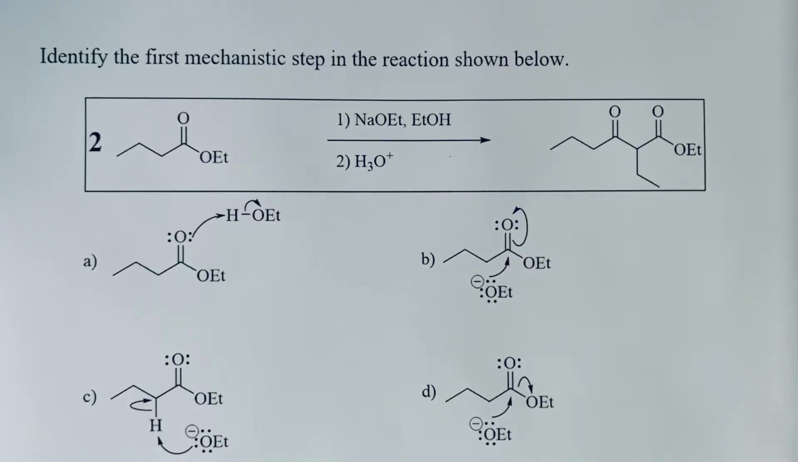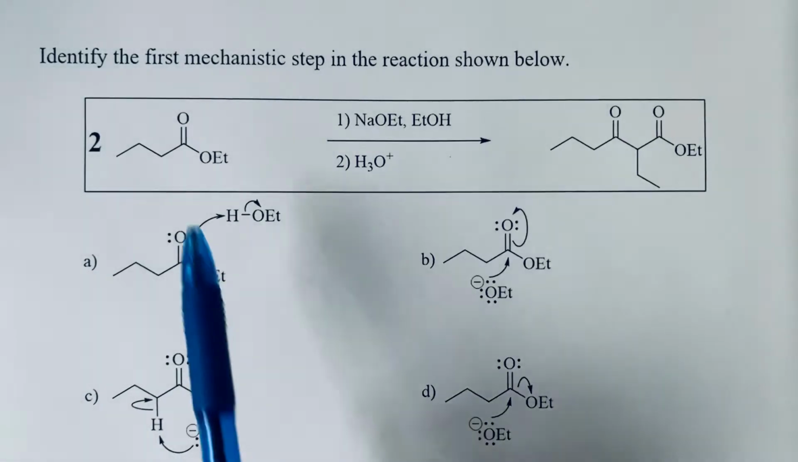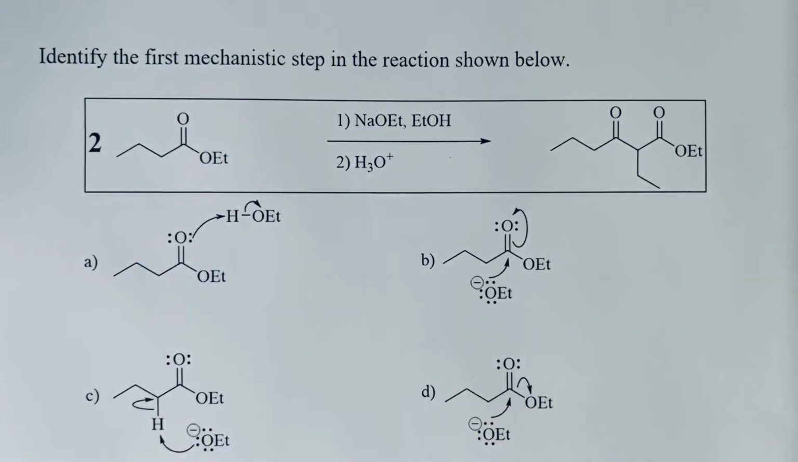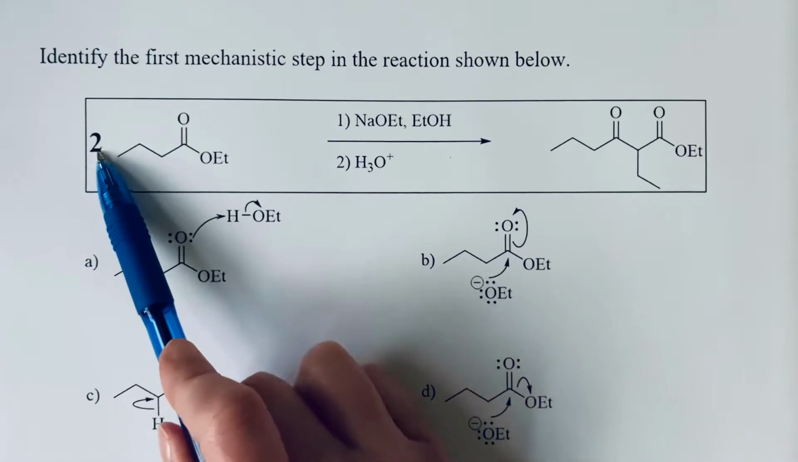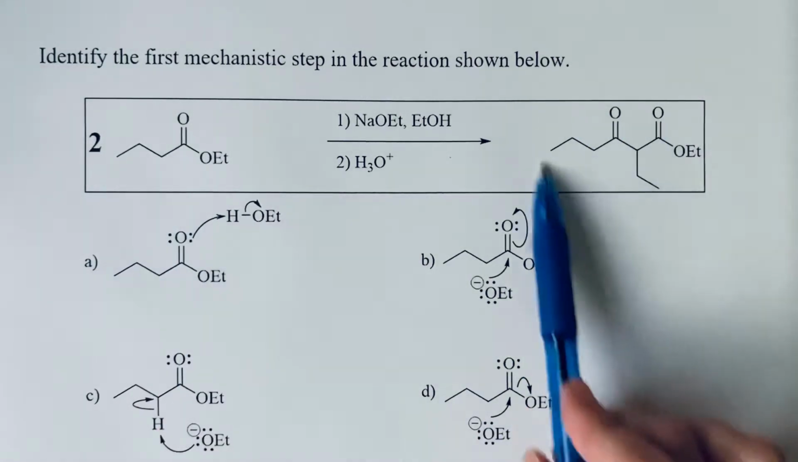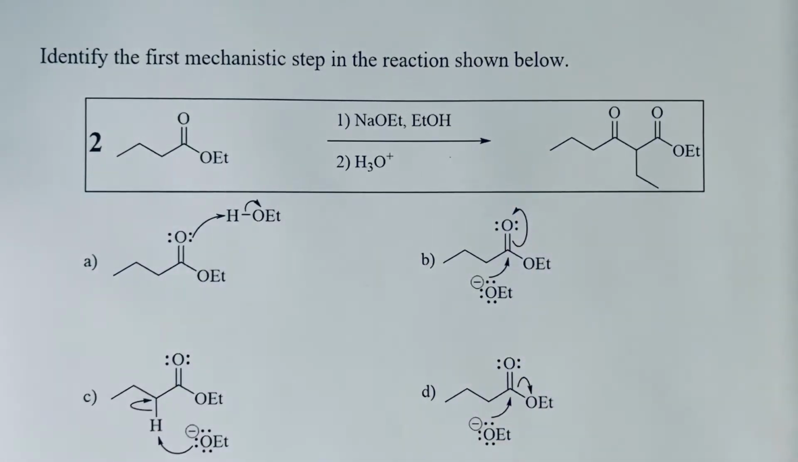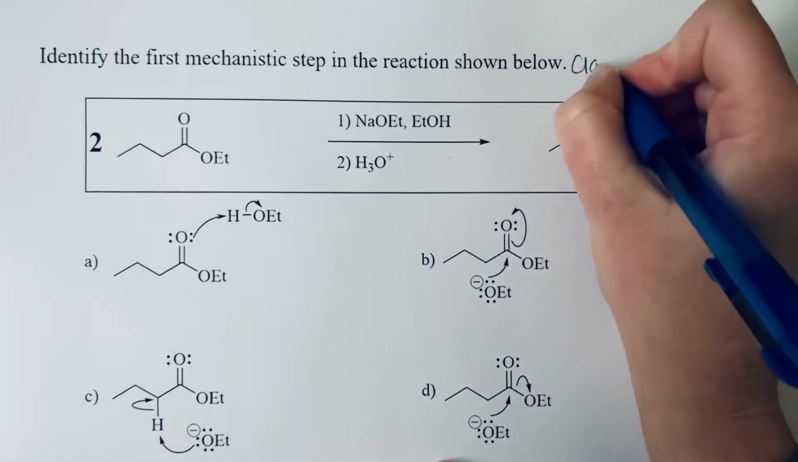Identify the first mechanistic step in the reaction shown below. So we see that we have an ester, and it's indicated to us that we have two equivalents of that ester and that those are coming together to form this product. So we want to hopefully recognize what this reaction is, and with an ester in this sort of reaction, this is known as a Claisen condensation reaction.